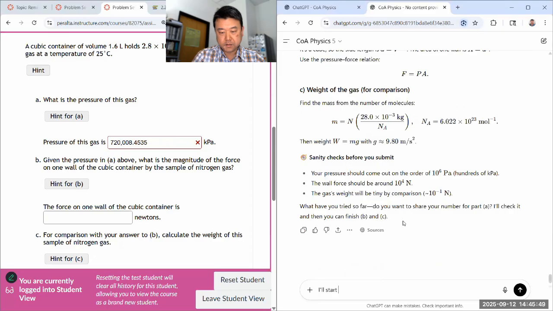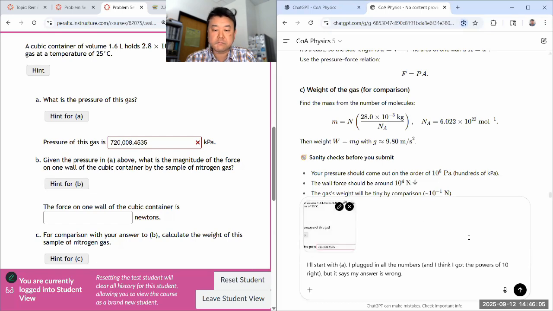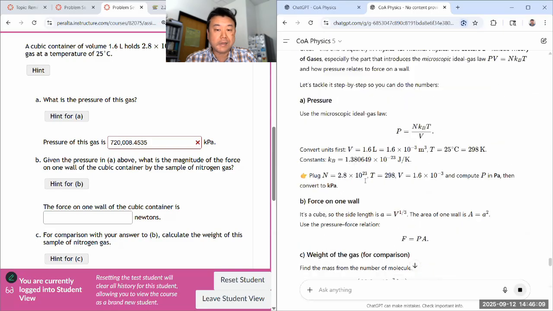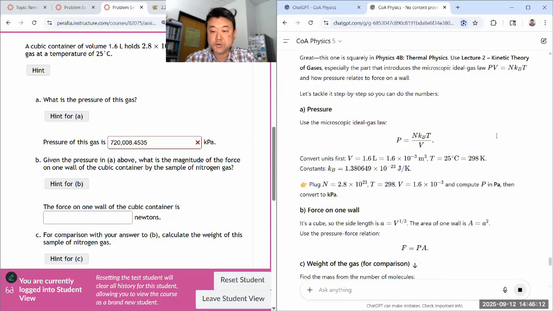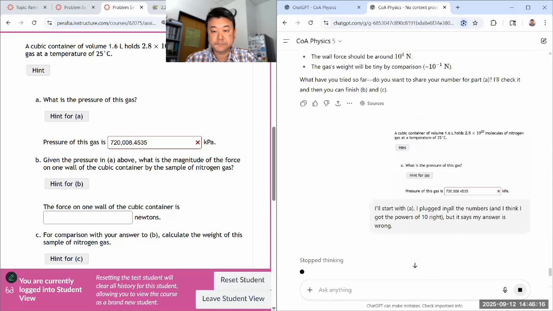I started with part A, plugged in all the numbers, and I think I got the powers of 10 right, but it says my answer is wrong. And I think this is a pretty easy mistake for it to spot and fix, that I didn't follow this portion of the instruction about converting it to kilopascals.